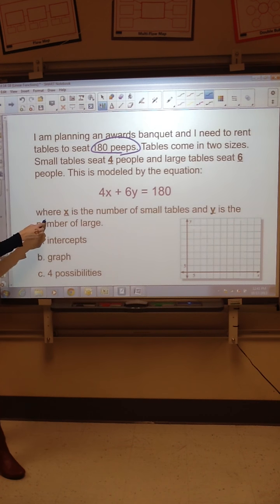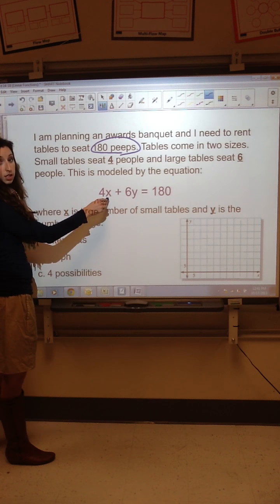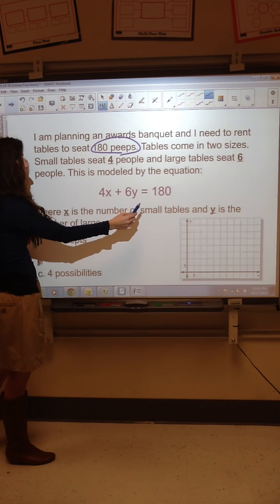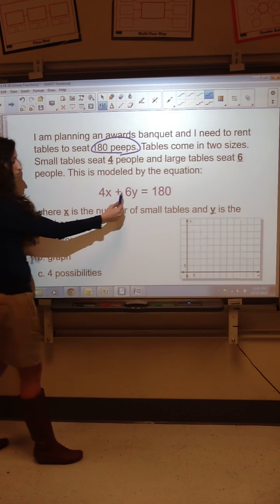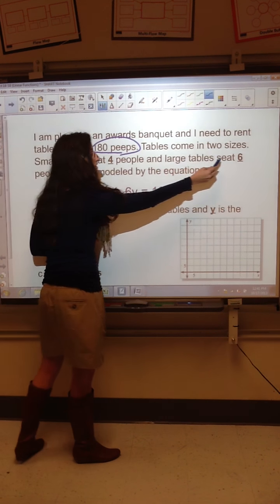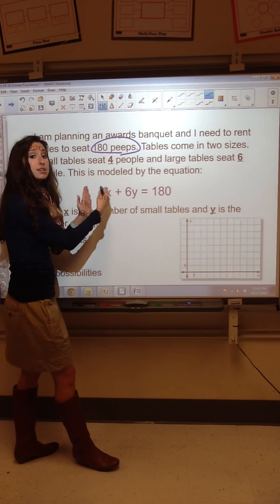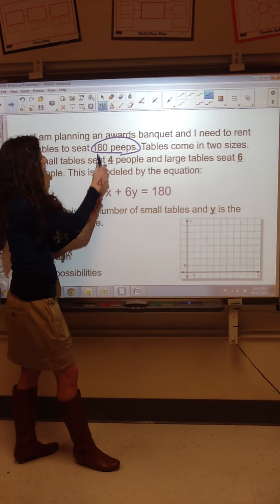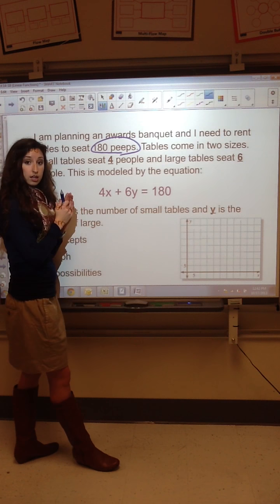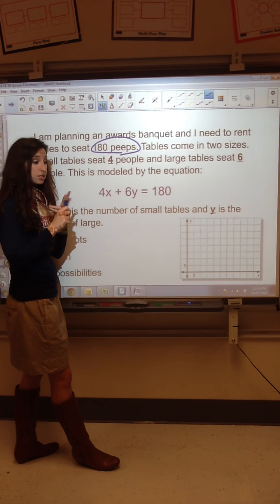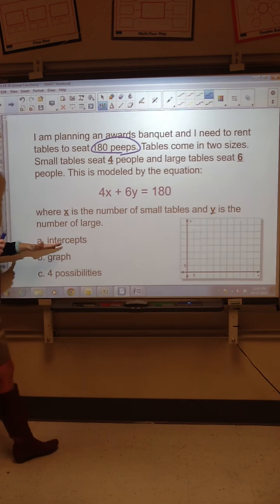And I've told you guys, x is the small tables. Remember, small, seat 4. And y are the large tables. Y, seat 6. So if I total them together, they must seat how many people? 180. I've given it to you. Okay, all we're going to do now is find our intercepts and graph it. So let's take a look.